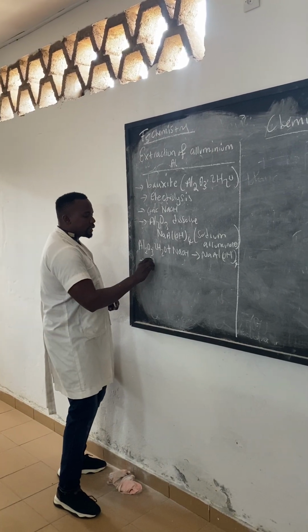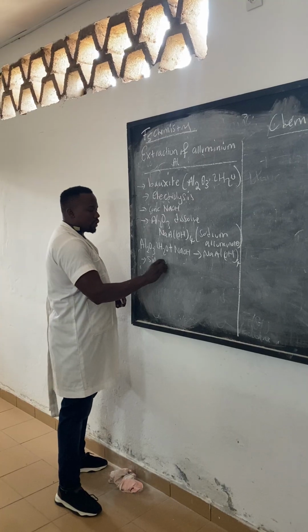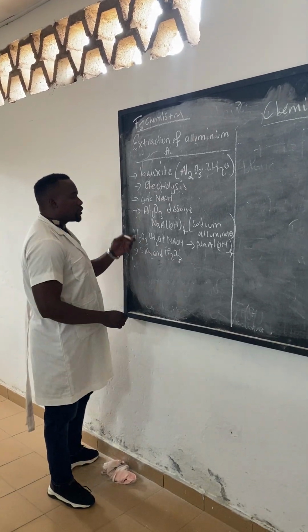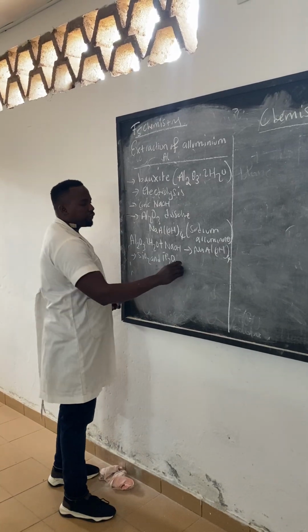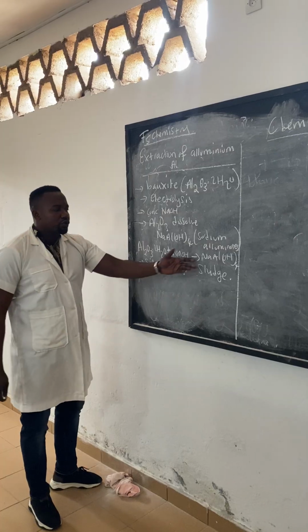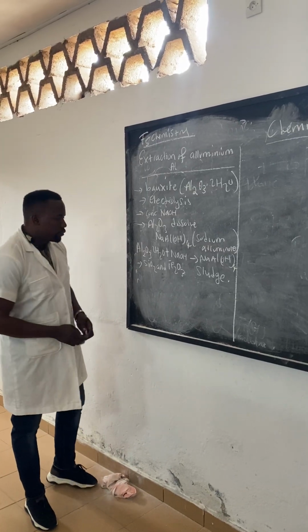Now, the impurities found in the bauxite, there are 2 of them. The first one is silicon 4 oxide and the second is iron 3 oxide. These impurities will not dissolve in the sodium hydroxide and are filtered off as sludge, which means we now continue our extraction with sodium aluminate.